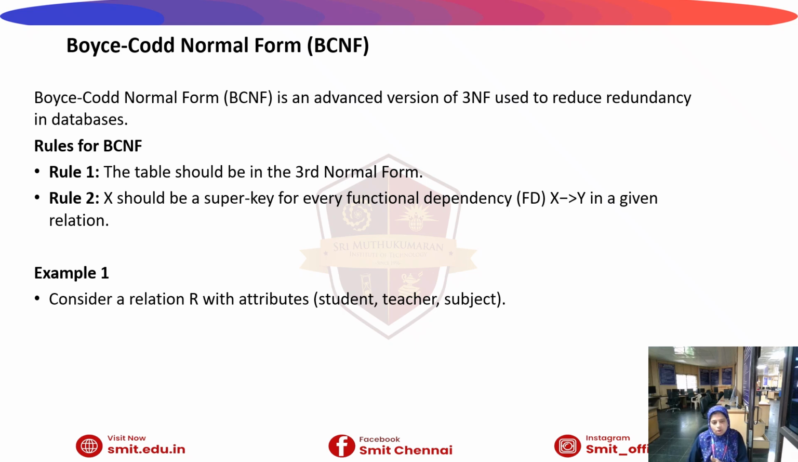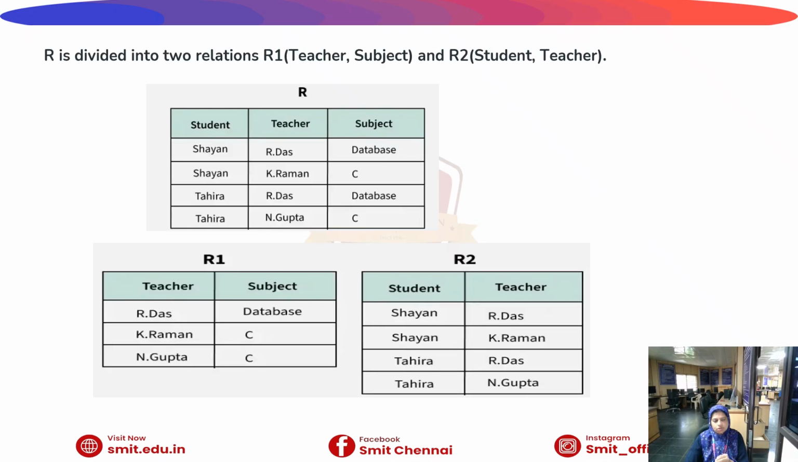Consider the relation R with attributes student, teacher, and subject. This table is divided into two relations: R1 with teacher and subject, and R2 with student and teacher. In R1, the teacher name belongs to the subject being taught: Raman is taking the C subject and Gupta is taking the C subject. According to that, teacher and subject are split this way.